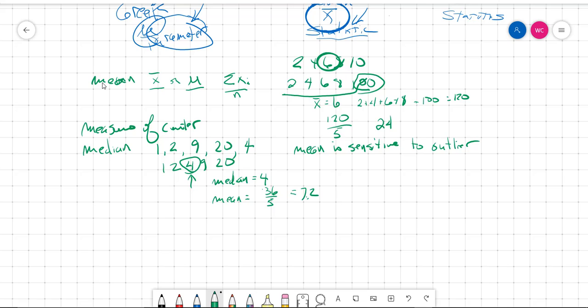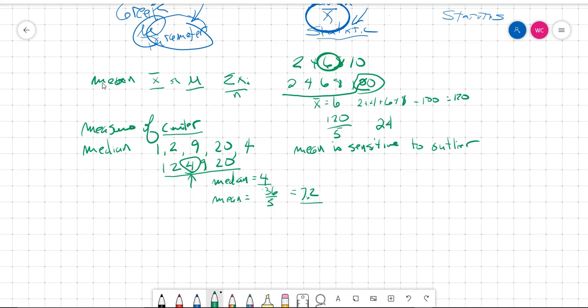Now, we could say 7.2 is the center of this set of numbers, or we could say that 4 is the center. So the word center is not exactly clearly defined. We could say that it's 4, we could say that it's 7.2. However, the word mean is clearly defined. We know exactly how to compute it. We can't say that the mean is 4. We can only say that the mean is 7.2. Okay, so the mean is clearly defined, and the median is also clearly defined, at least when we have an odd number of elements in the set.